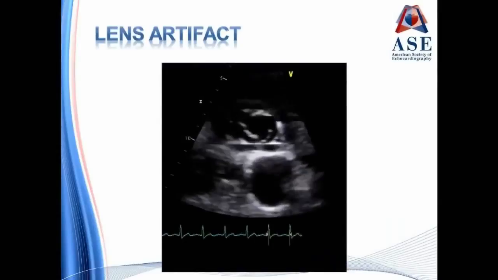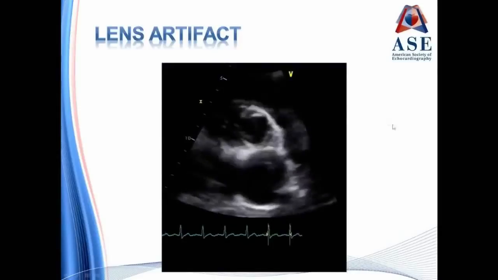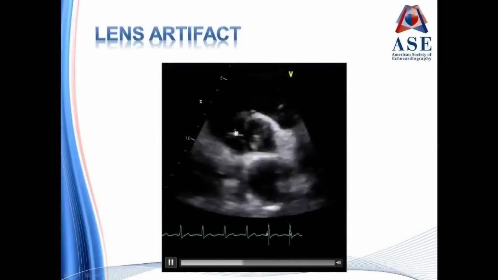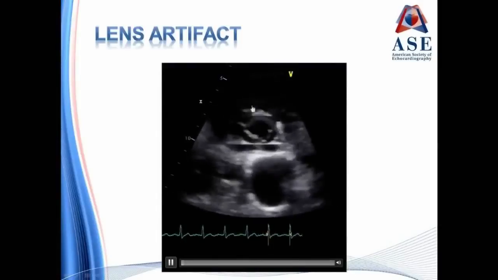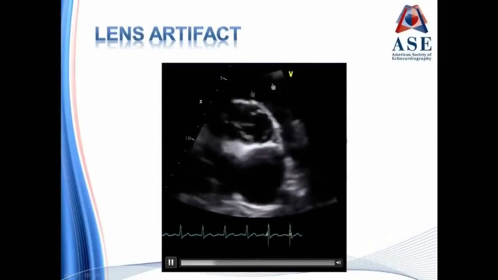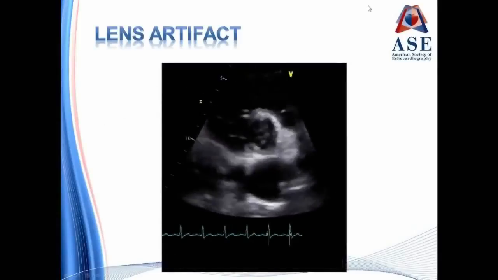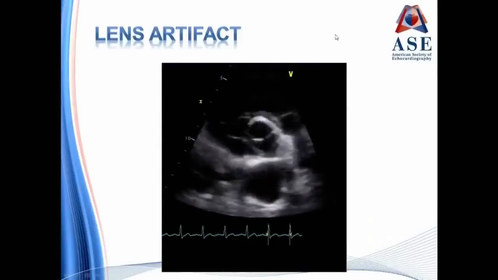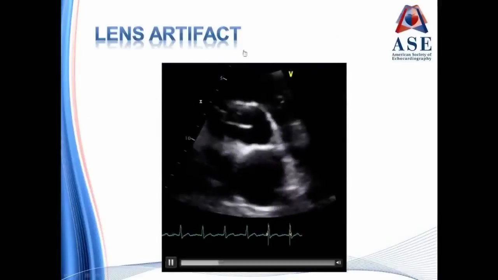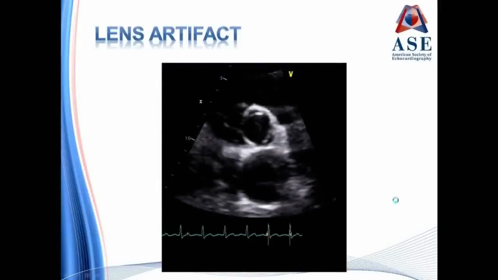This is a lens artifact, very common in the subcostal view. This patient looks like they have two aortic valves and two interatrial septums. The real one is darker than the artifact, and this is from the ultrasound beam being refracted through a lens, usually the liver, causing the two signals to be misinterpreted again by the computer, and the two aortic valves placed side by side.